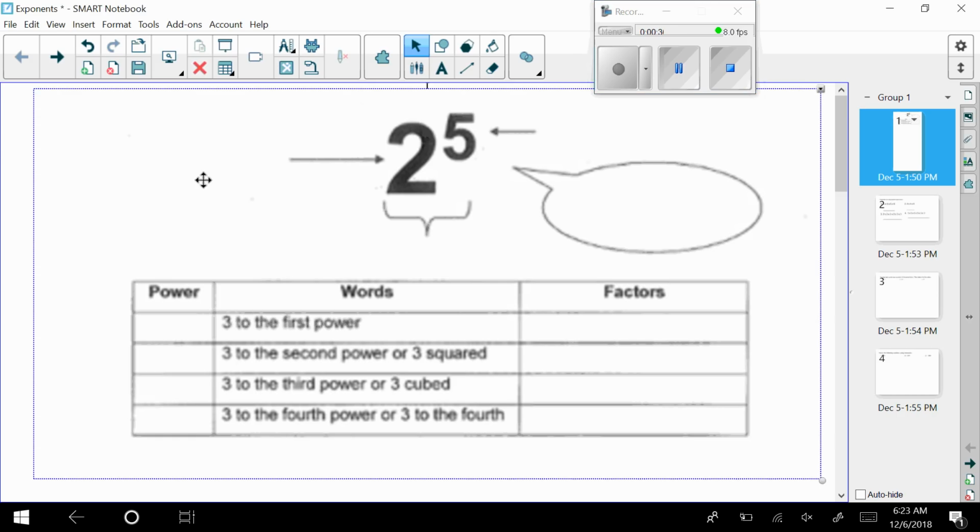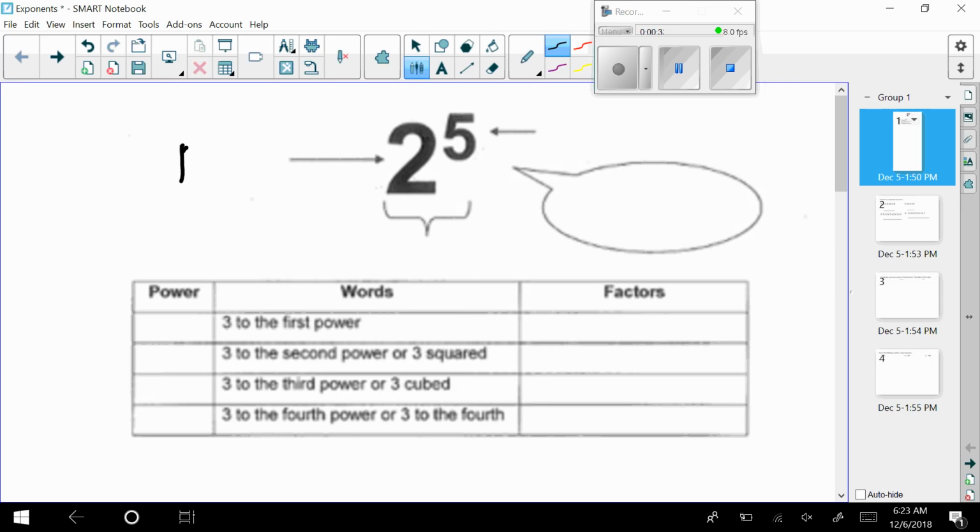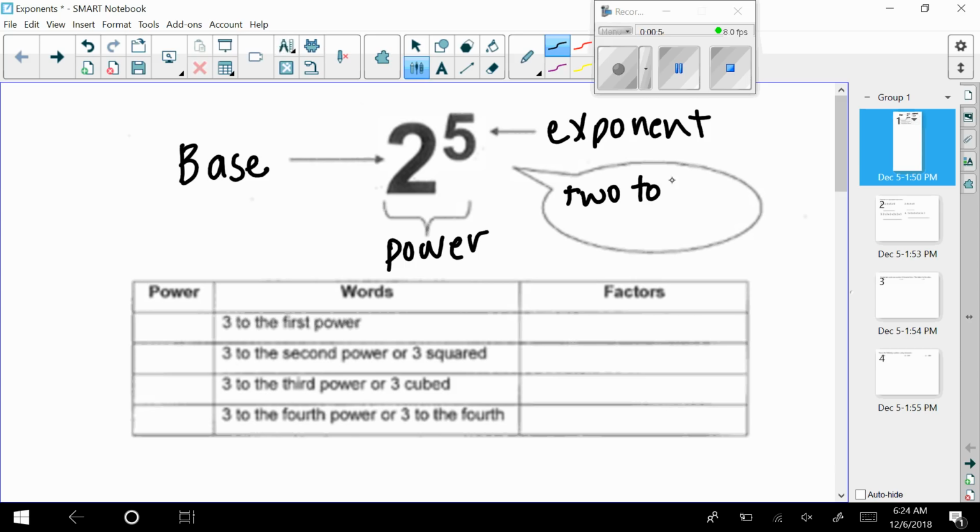This is your base number. I always do that. I forget the pen. So you're going to copy these along into your notes. This is your base. This is your exponent. Okay, and this whole set is called a power. And this is how you say it: you would say 2 to the 5th power. Okay? So go ahead and write these things down. And then we're going to talk about some examples of what that looks like.